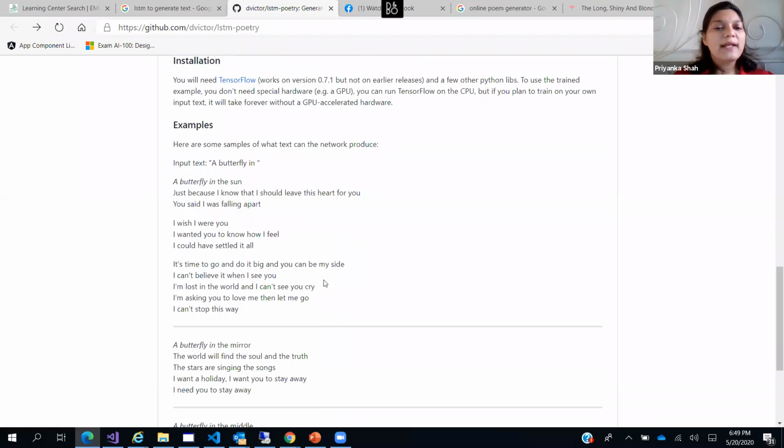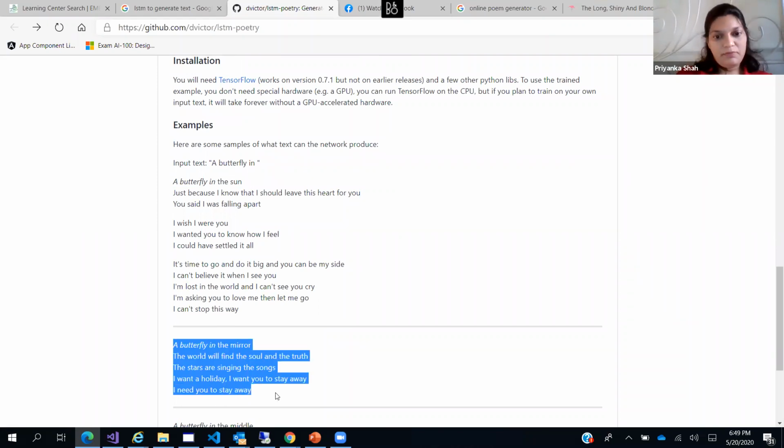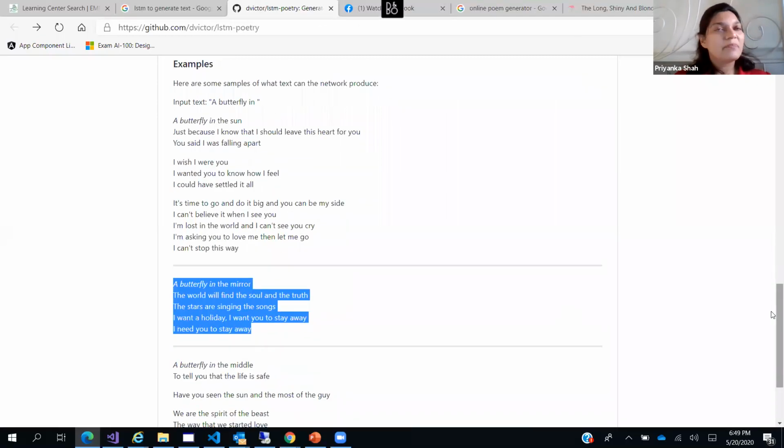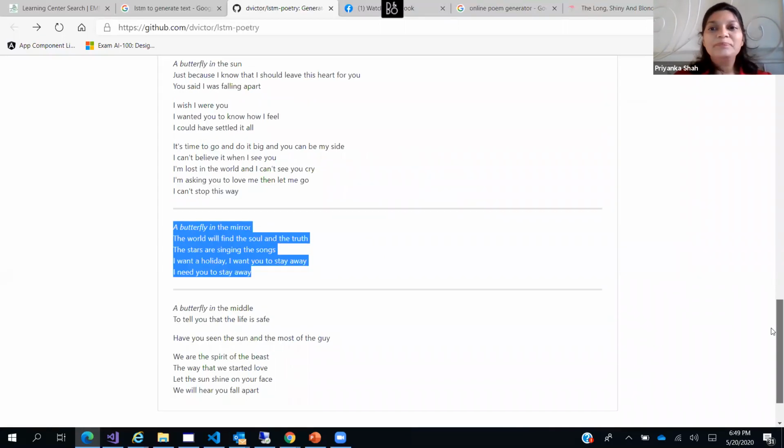So maybe you don't like this version, you can try another version. Maybe generate again, and it will give you another decent looking poem, supposedly written in the style influenced by Robert Frost or Rudyard Kipling or something of that sort, right?